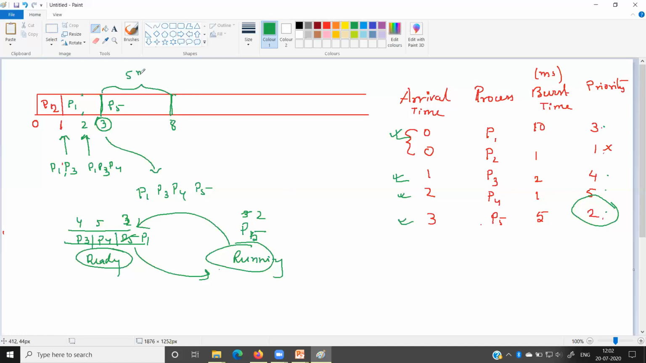So this is 5 milliseconds. After completion of that amount of time, it will leave the CPU. That means the time slot for the next duration is 8. Now, in the ready state, P5 completed its execution, the CPU is free, and no process is assigned to the running state.